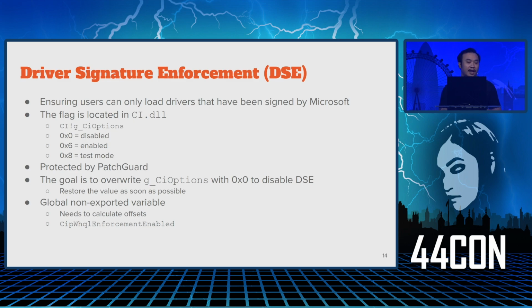And then after that, we can find the relative virtual address of the global variable g_ci options, right? Since this SIPW HQL enforcement enable function can access this global variable. After that, you find the kernel image base of the module CI.DLL, and then you update g_ci options using the arbitrary read and write capabilities that you get from exploiting a vulnerable driver.